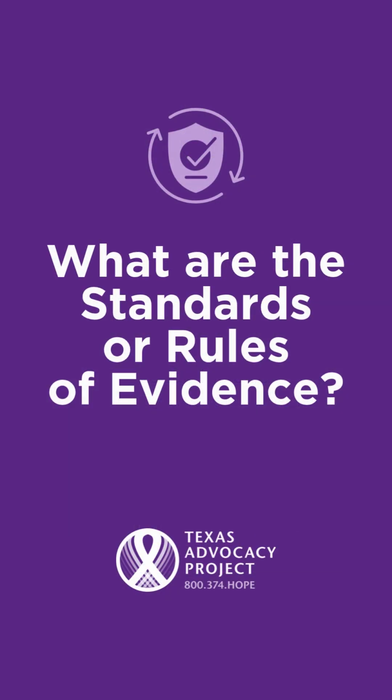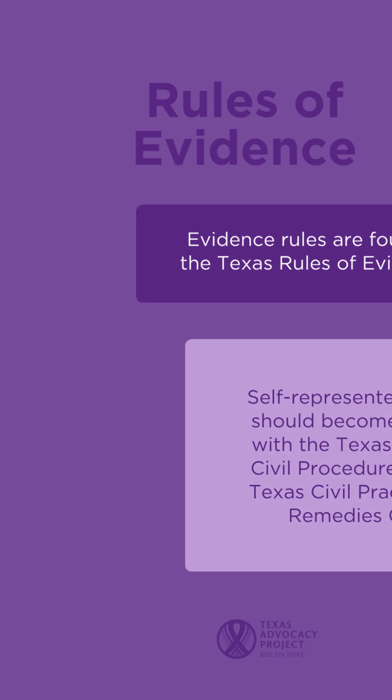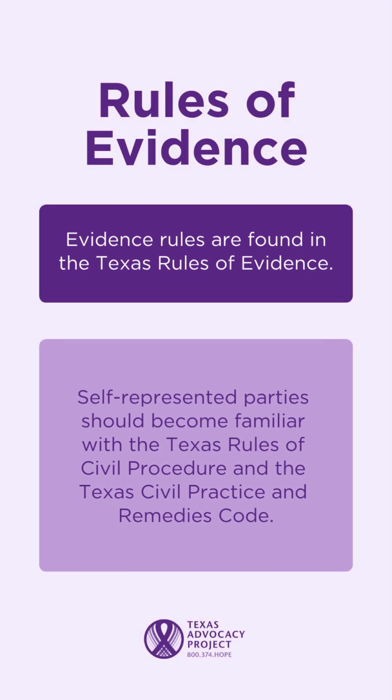A person representing themselves in court is held to the same evidence standards as attorneys. You can find the evidence rules in Texas courts in the Texas Rules of Evidence. Pro se, or self-represented parties, should also become familiar with the Texas Rules of Civil Procedure and the Texas Civil Practice and Remedies Code.